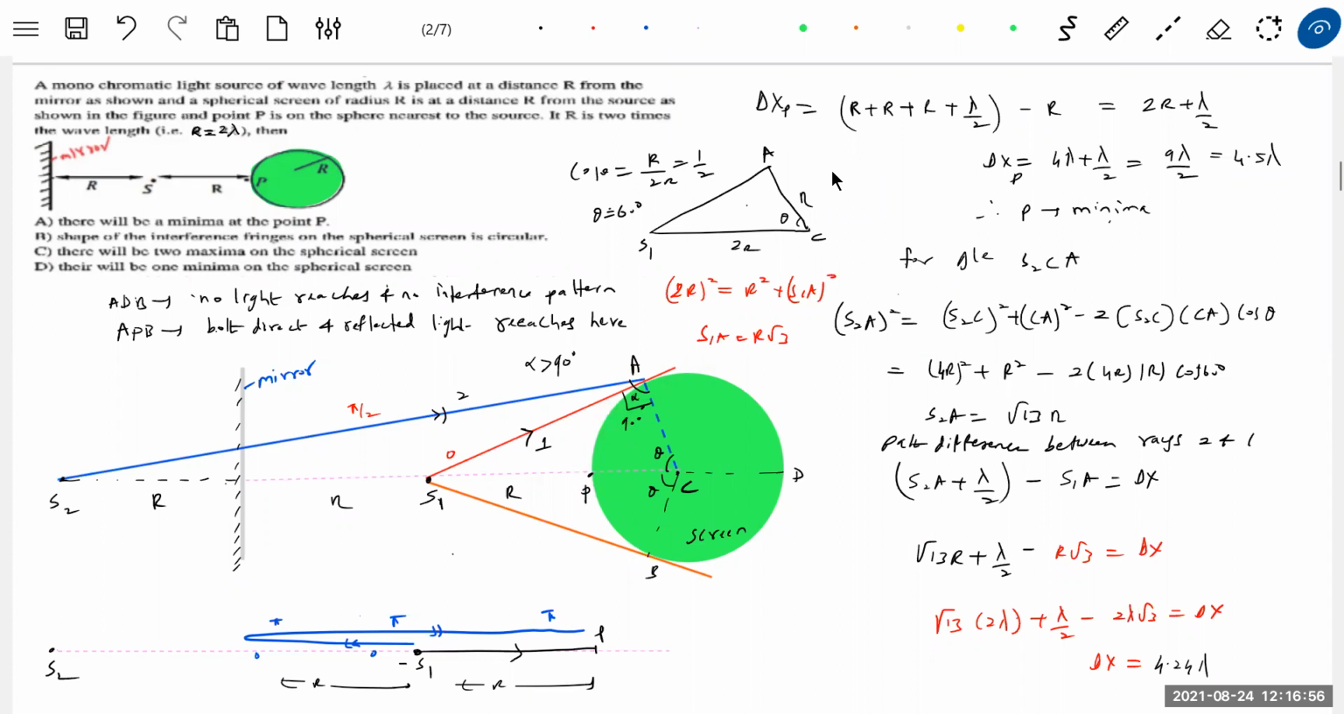So option D is what I'll pick up. A and D. This is very important. It will not start from 0. 4.5 lambda will start here. Next, what will happen? There's the minima. Sorry, 4 lambda will come here. 4.24 means 4 lambda will be here. So here there is no question of light reaching it. So only we'll get one minima. That's the main purpose of bringing this problem.